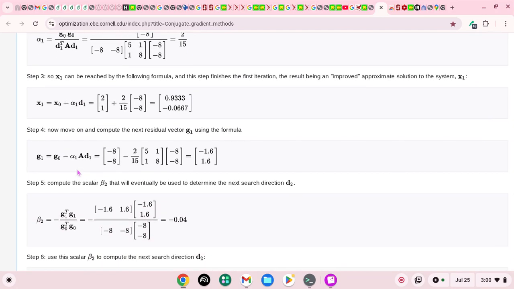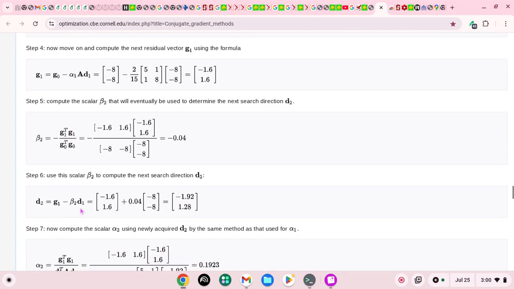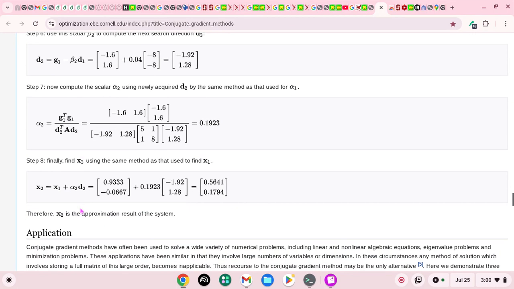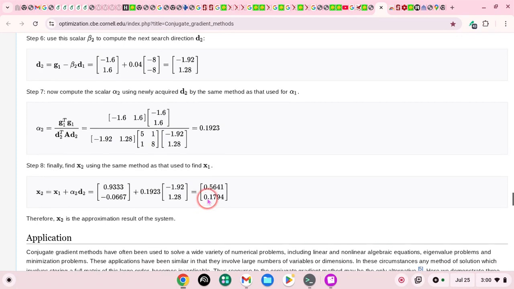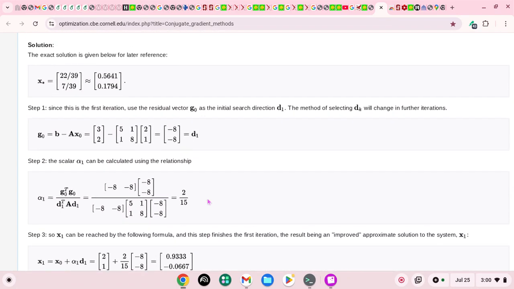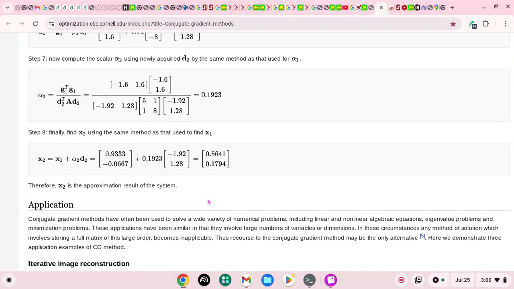The next residual is also used for the next beta value for computing the next search direction. The next direction is computed, alpha 2 is also computed, and the solution has been updated. So it is a 2 cross 2, and in at most 2 steps we are able to find the solution, which is very near to the solution that we computed here in 14 floating point arithmetic operations.